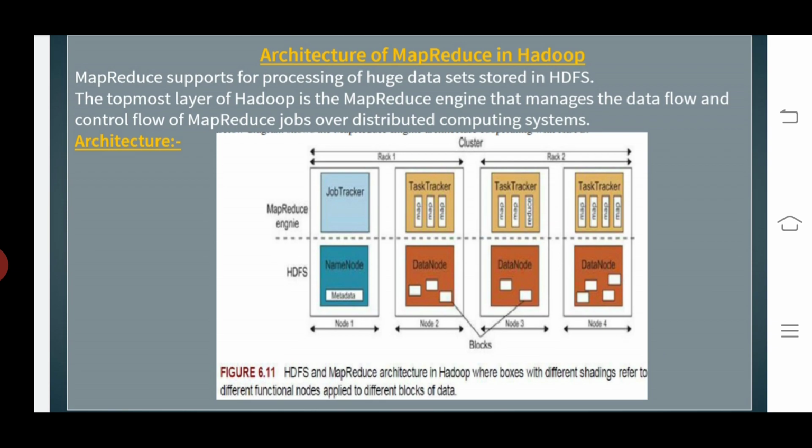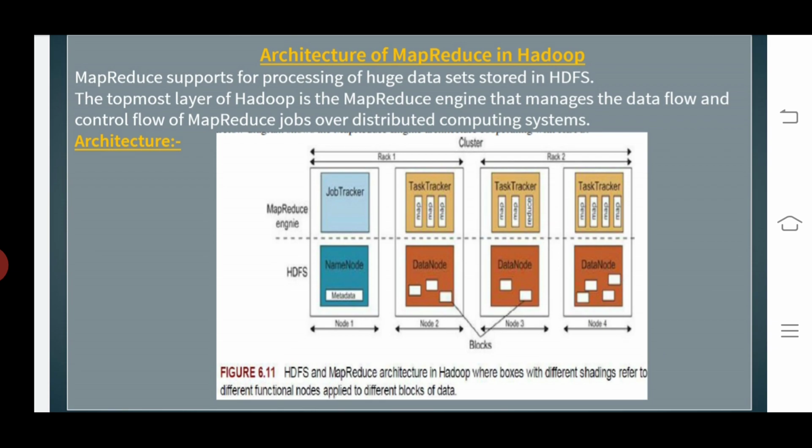First of all, MapReduce supports the processing of huge data sets, which are stored in the Hadoop file system. What I mean is, MapReduce is provided for processing large amounts of data sets, and it is finally stored in the Hadoop file system. Now we can see the topmost layer of Hadoop. The topmost layer of Hadoop is the MapReduce engine. Here we want to look at this diagram. Later I will zoom it.